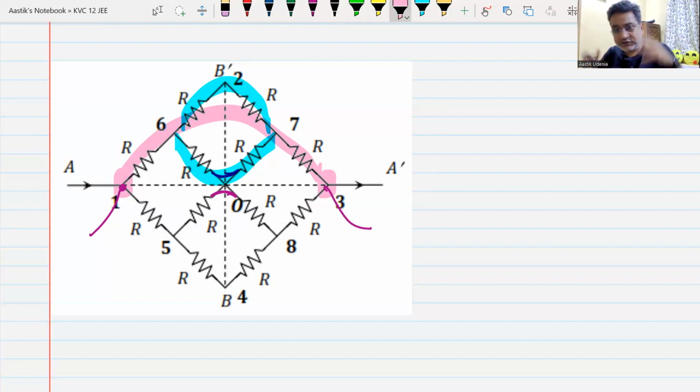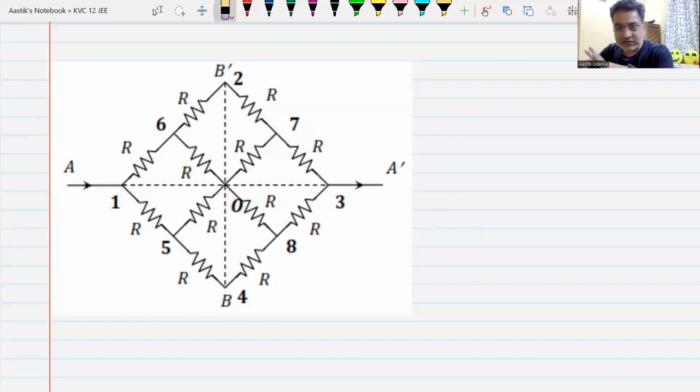Now I'll try to use the same concept in a different way. I take everything off so that I have the same structure again. See how I'm going to do this. Same concept, I'm just going to apply it in a different way. You can see these points 6 and 5 are symmetrical, so I can assume that they are one because they have the same potential.